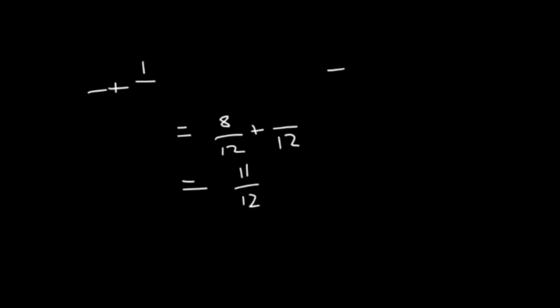The next example, for example, we take two numbers: 1 over 5 plus 2 over 7. We have 1 over 5 plus 2 over 7.